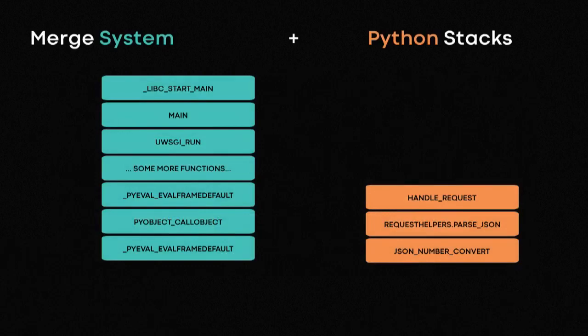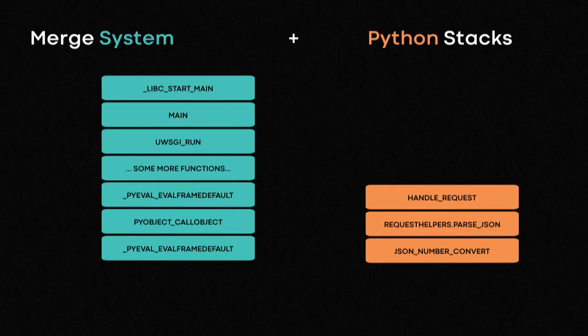So we've grabbed these two stacks and we've symbolicated them. What can we do with this data? Let's look at a system stack first. Here's a contrived example of what a system stack might look like. Notice that there are some function calls like py-eval-frame default and py-call-object. This is the interpreter telling us that it's evaluating some stack frames and manipulating some objects.